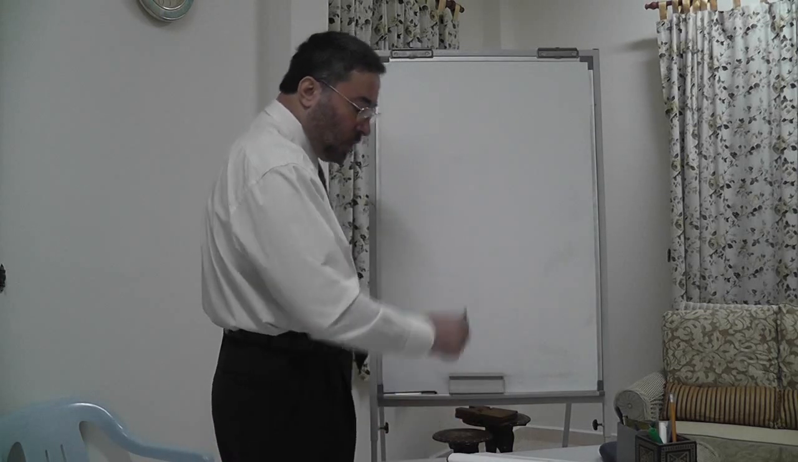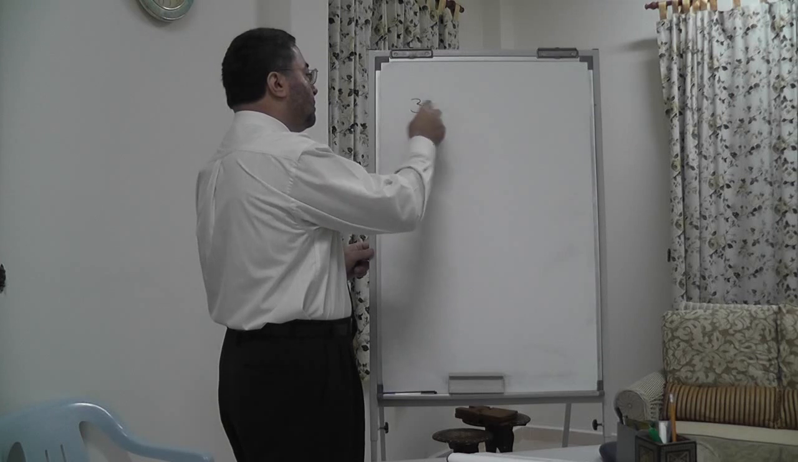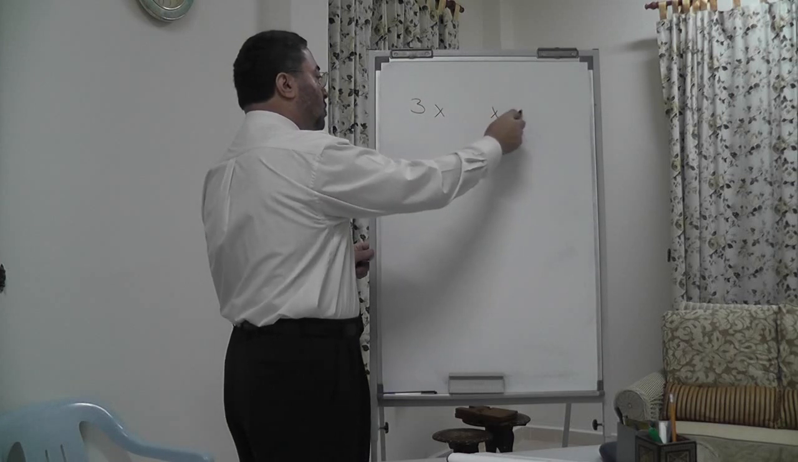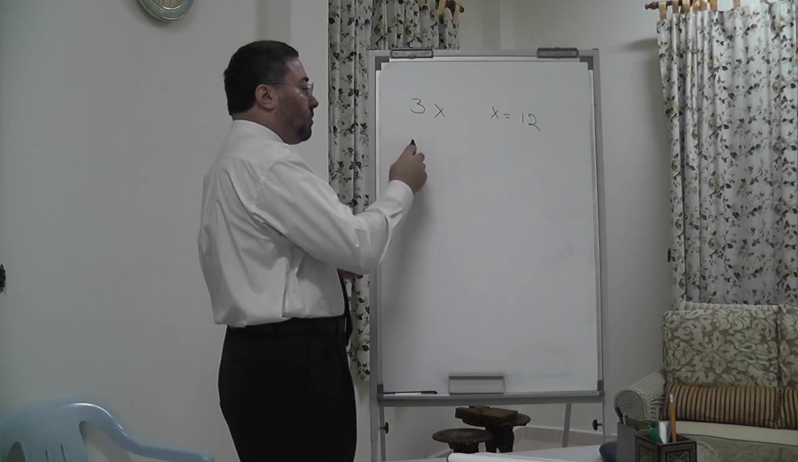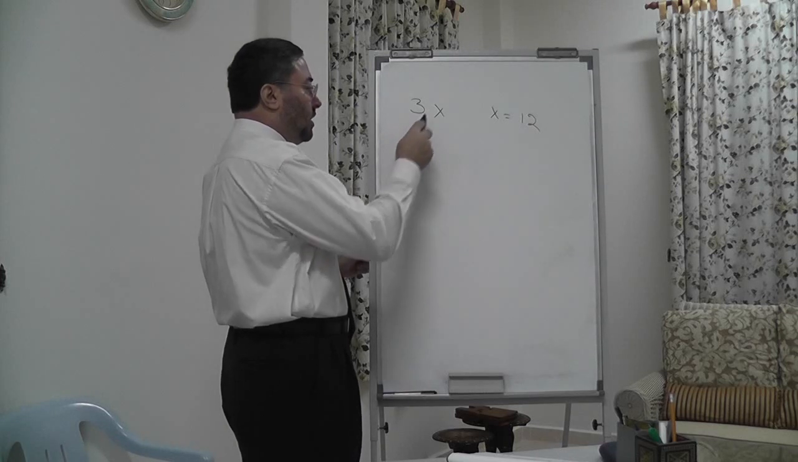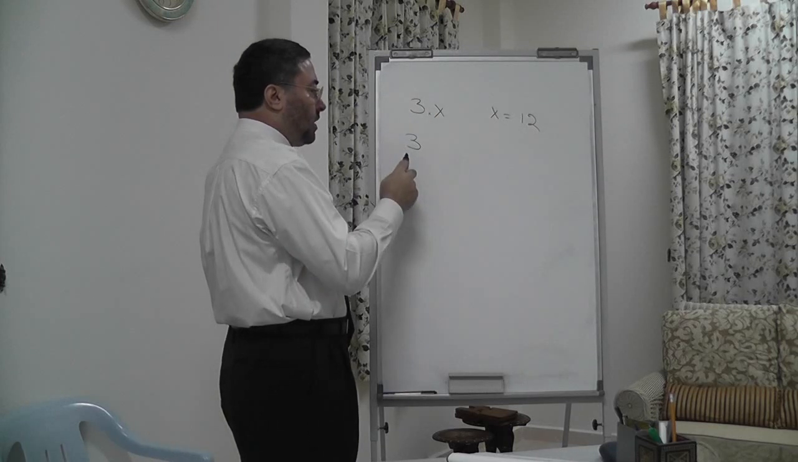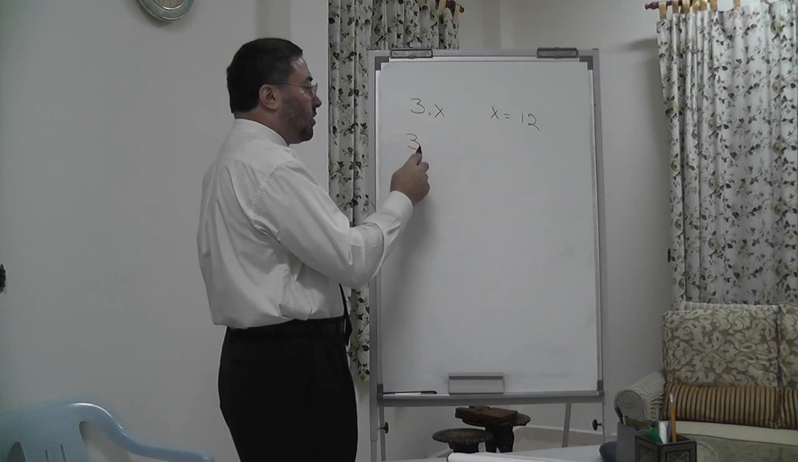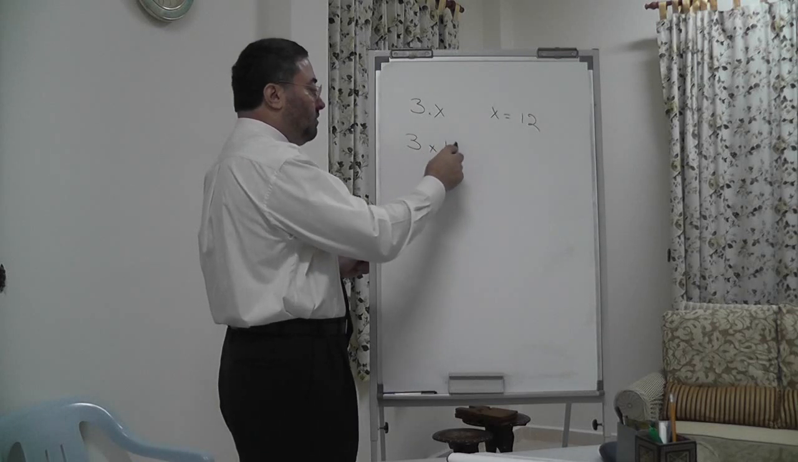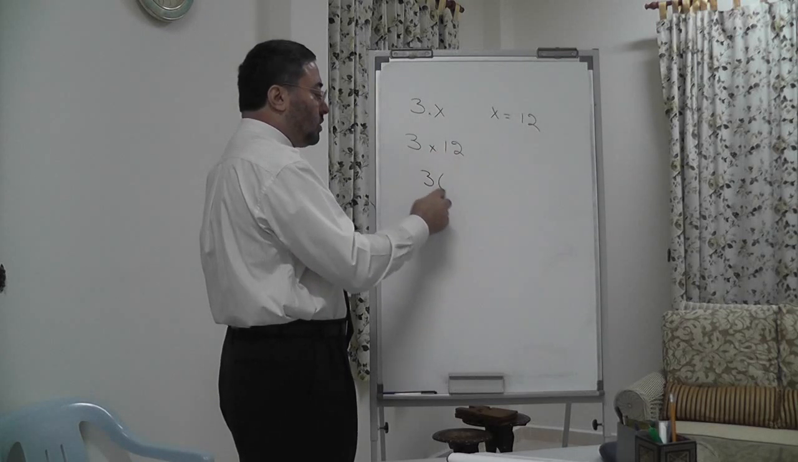Number 7, evaluate 3x for x equals 12. We simply replace x with 12. And here there is a multiplication sign which is not written, 3 times 12. And that will be 36.